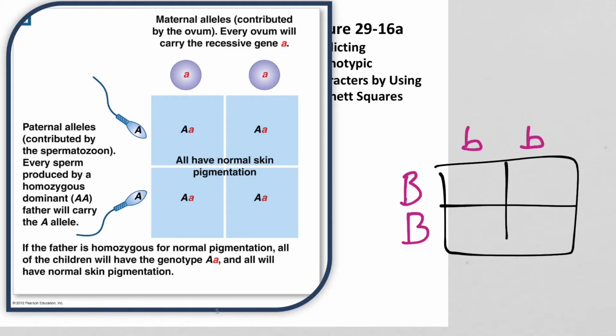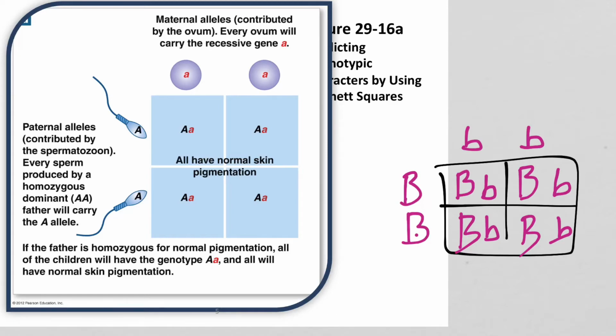So then what happens? If mama has two copies of the blue-eyed allele, half of her eggs will get this lowercase b, and the other half of her eggs will get this lowercase b. So we're filling in the chart, taking mama's eggs down and papa's sperm across. Papa here has two brown-eyed genes, so this half of papa's sperm will get a brown-eyed gene, and this half will get a brown-eyed gene.